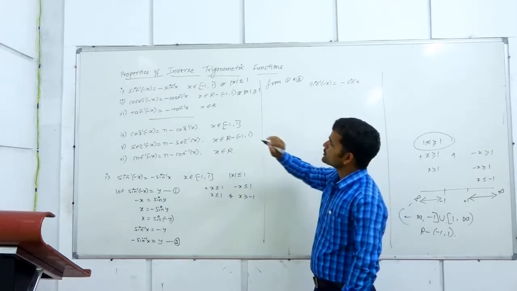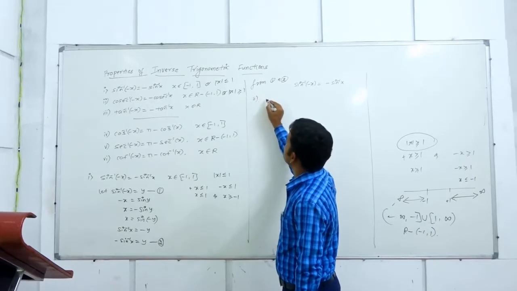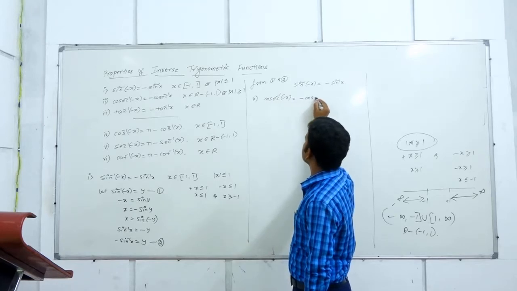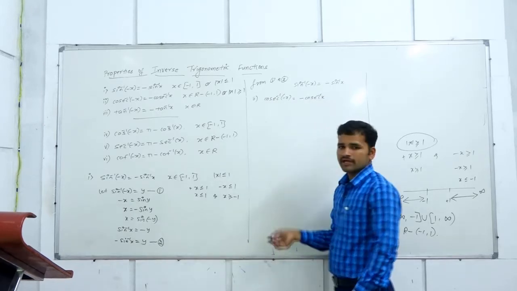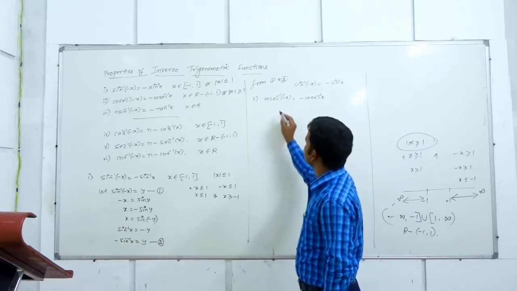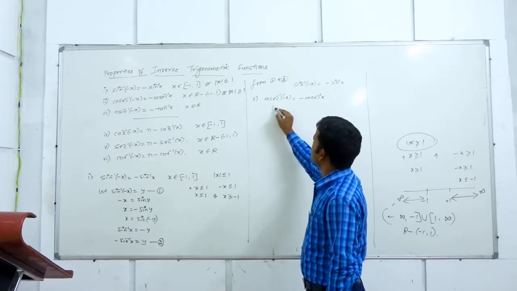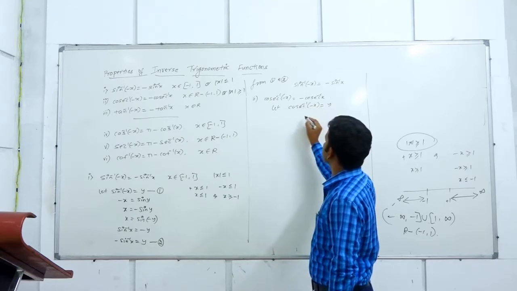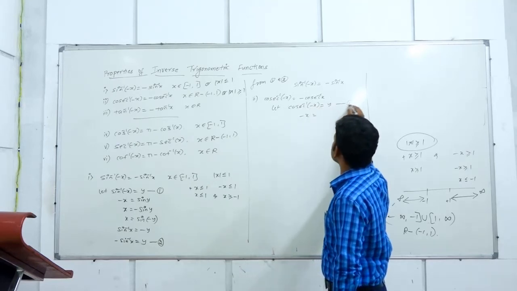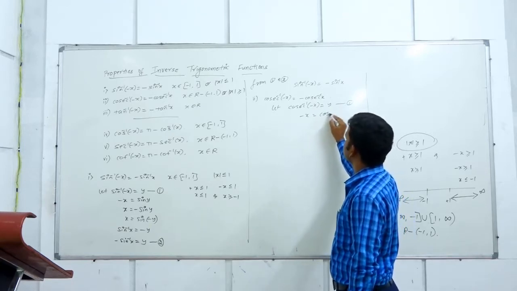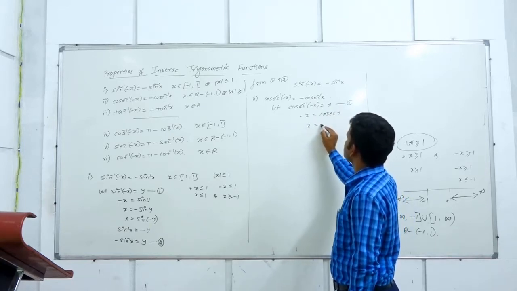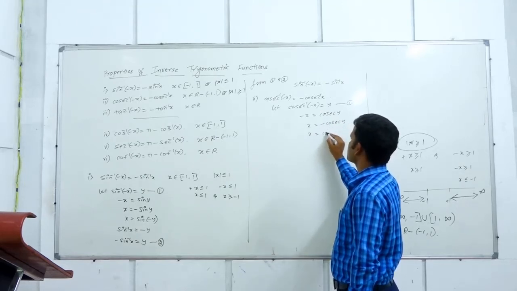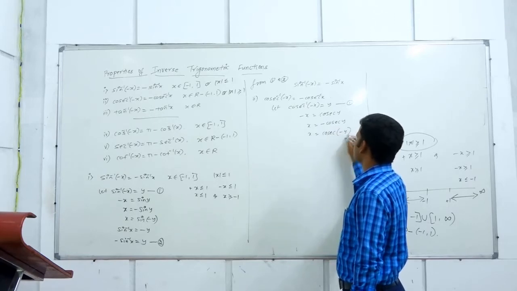Coming to the second one, cosecant inverse of minus x is equal to minus cosecant inverse of x. We are following this. Same thing, same way you proceed. Let cosecant inverse of minus x is equal to y. This is the first equation: minus x is equal to cosecant y, x is equal to minus cosecant y. X is equal to minus cosecant y can also be written as cosec of minus y.